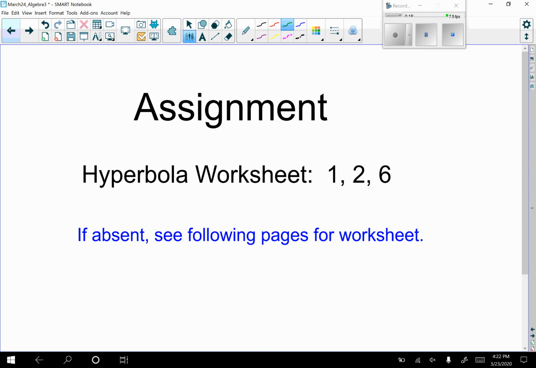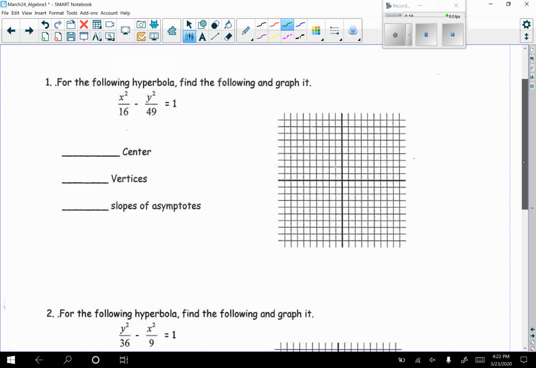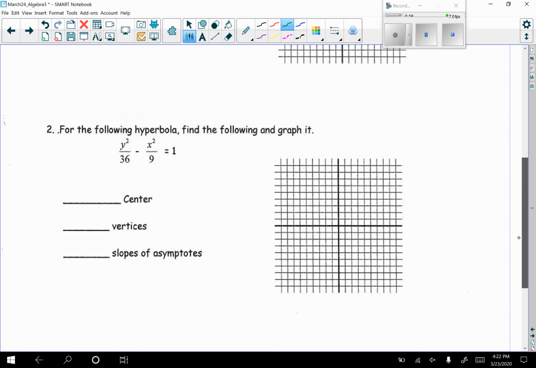All right, but just looking, you have 1, 2, and 6. I'm just going to talk about those problems. So for number 1, if you're able to print this out, that's great. If not, please, again, make sure you're drawing the graphs as neat as possible. So identify the center. After you graph it, you could identify the vertices and then the slopes of the asymptotes. 2 is very similar.